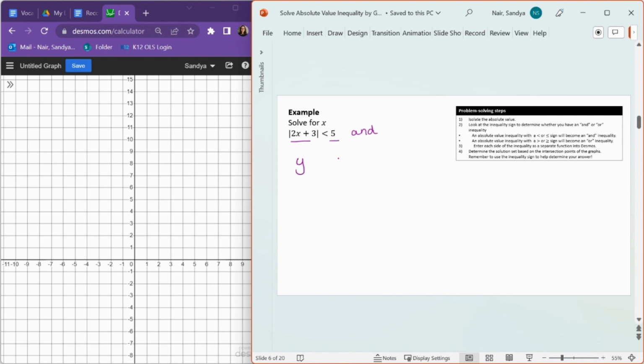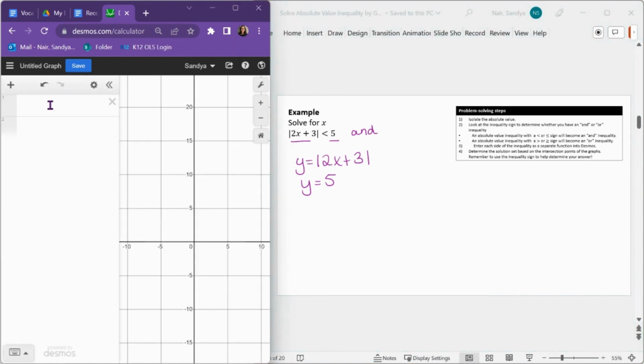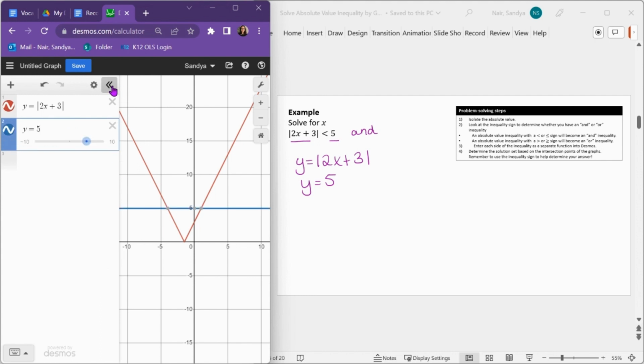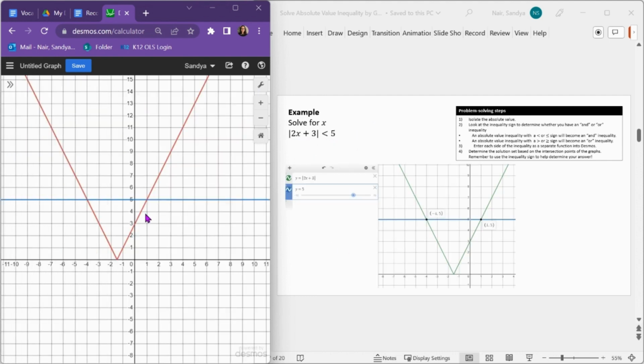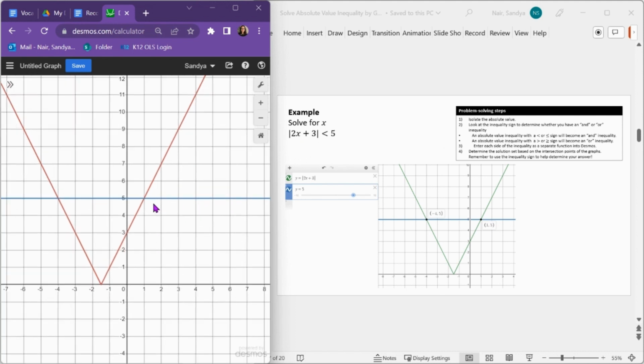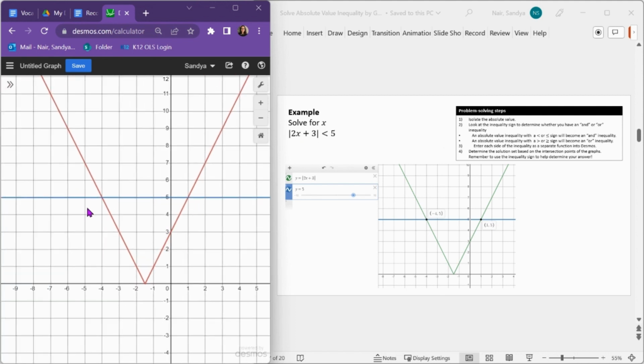So we're going to say this is y equals the absolute value of 2x plus 3 and y equals 5. Now I'm going to go to Desmos and enter both of these equations into my calculator. So I have the absolute value of 2x plus 3, and then in row 2, I'm going to enter y equals 5. When we graph this in Desmos, you can see that we have two intersection points, right? Whenever we're looking at the intersections, remember we're interested in the x coordinates. So the x coordinates will be -4 and 1.